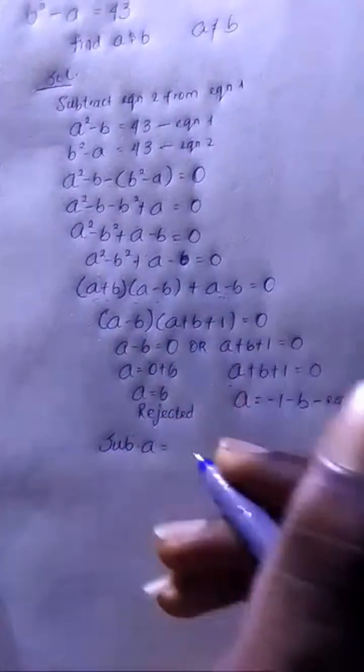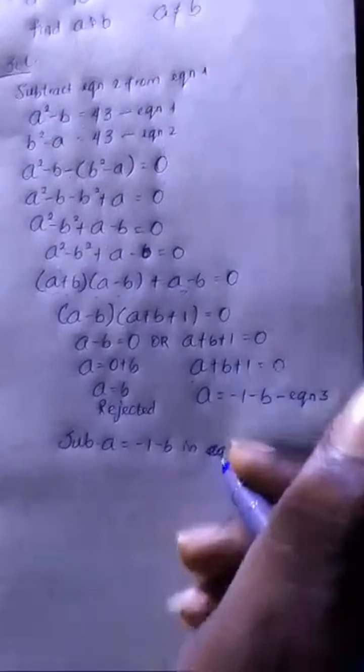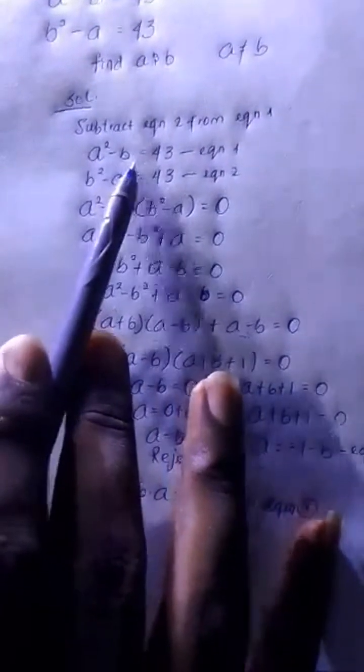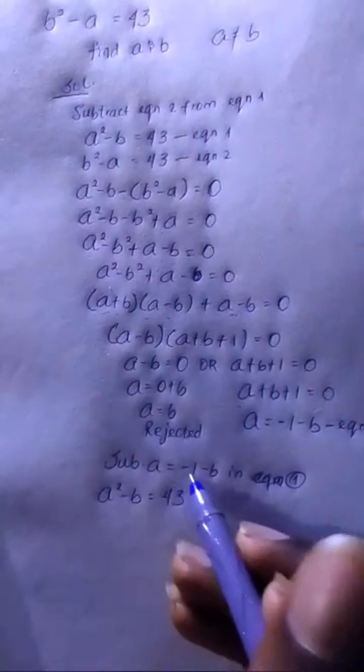So we'll substitute a equals minus 1 minus b in any equation of your choice. I'm using equation 1, but you can use any equation. And what does equation 1 say? Equation 1 says a squared minus b equals 43. Right? So let's do that. A squared minus b equals 43. So substitute a equals minus 1 minus b.